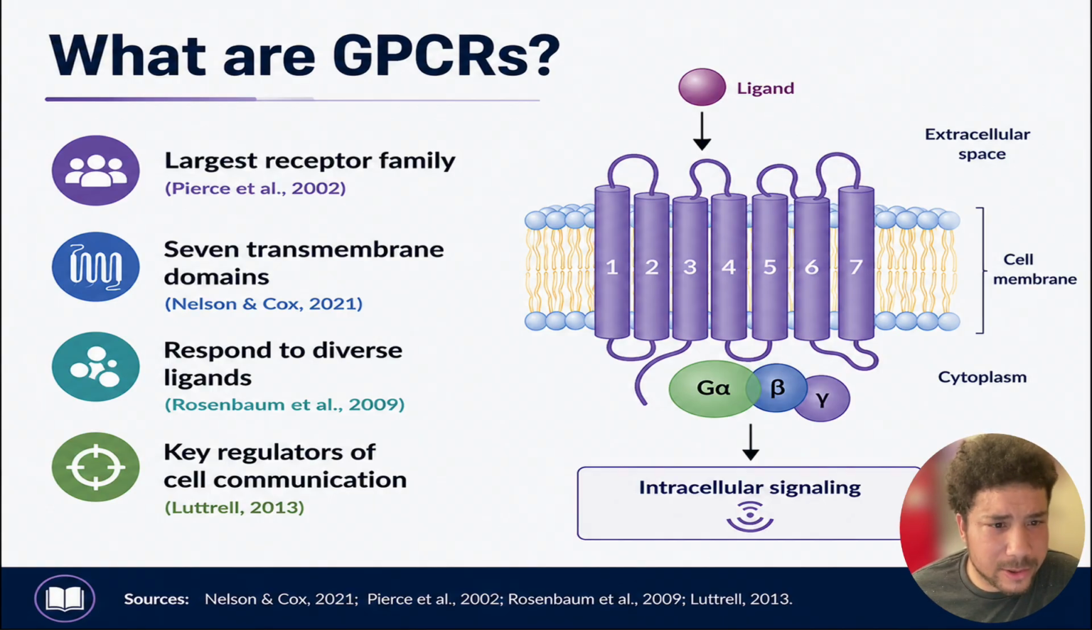GPCRs are therefore key regulators of cell communication. They allow cells to respond rapidly and selectively to changes in the environment. A liver cell can respond to glucagon, a heart cell can respond to epinephrine, a neuron can respond to a neurotransmitter, because each of these cells expresses a particular combination of receptors and signal proteins.